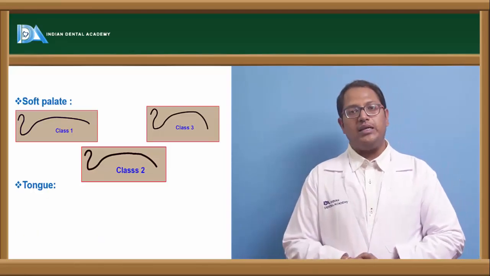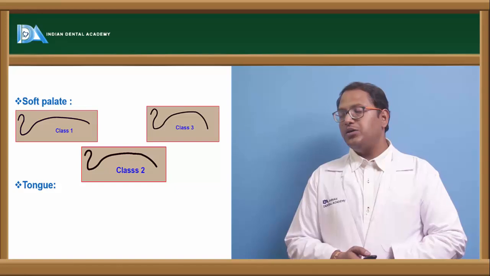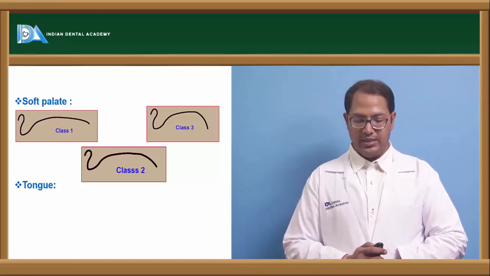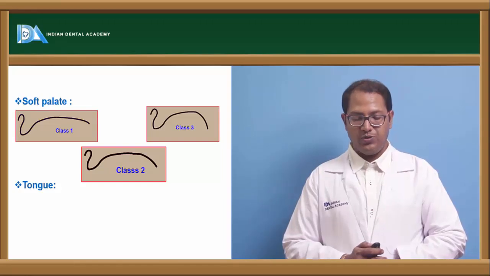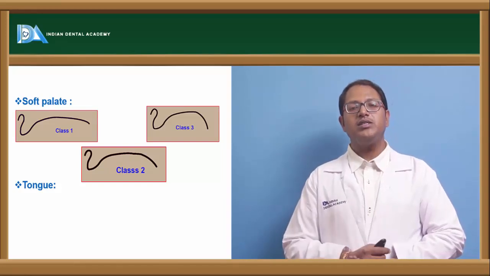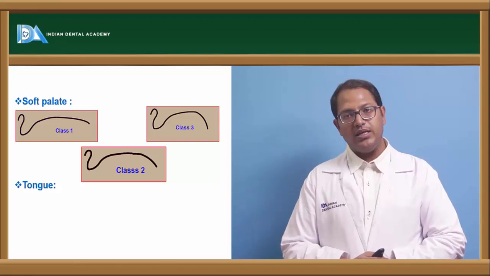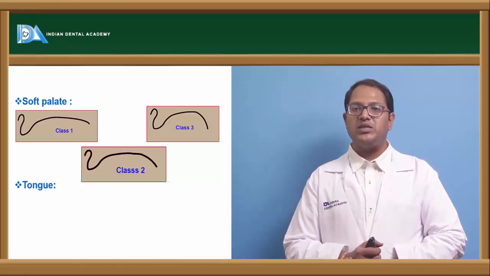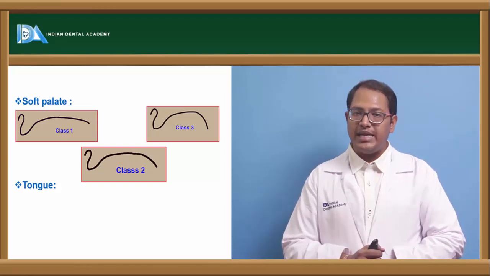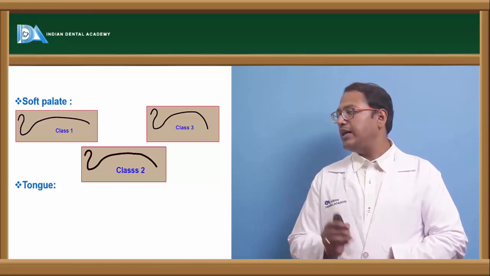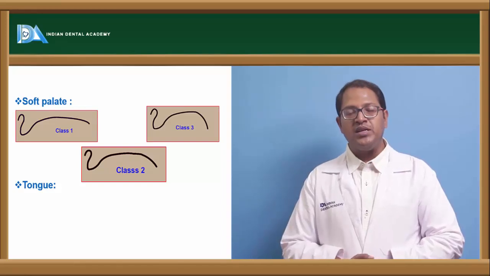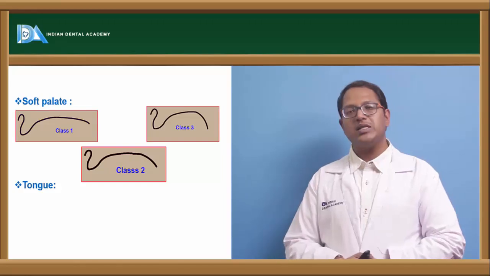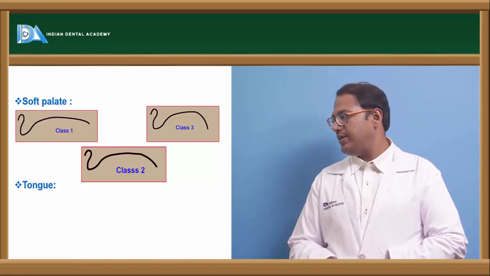Coming to the soft palate. How is the soft palate examined? You ask the patient to look down. This position will give you 30 degrees to the Frankfurt horizontal plane. In this particular position, it is the most depressed position where we can examine the soft palate. If the soft palate is straight, that is class 1. If it is very acute, that is class 3. And anything between class 1 and class 3 will be class 2 soft palate.